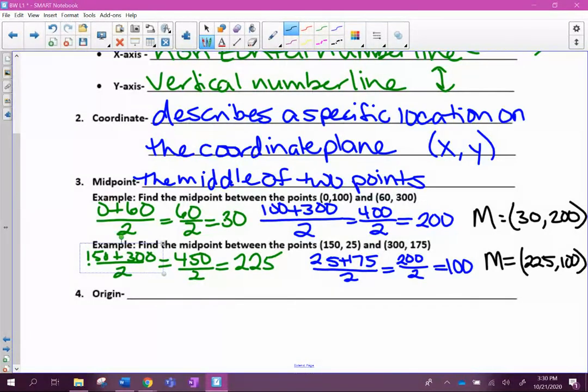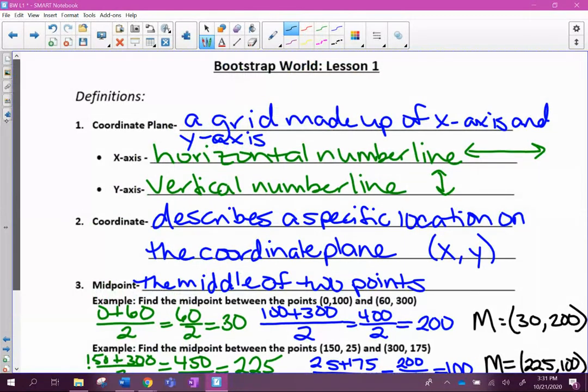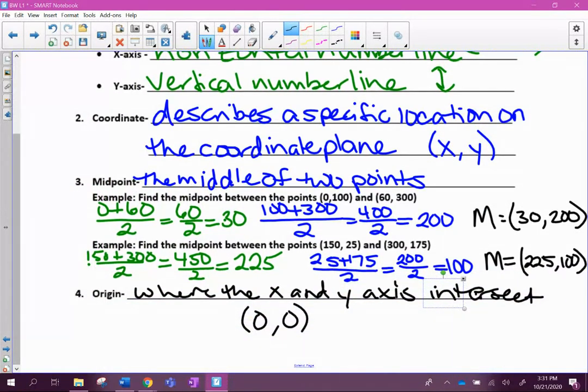And then our last definition here is the origin, and the origin is where the x and y axes intersect. Okay, and the point at the origin is always 0, 0. Okay, so make sure you have all of these definitions written down and the examples before moving on to the next page.